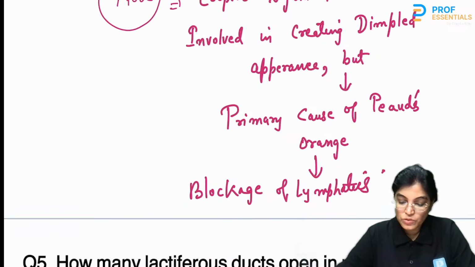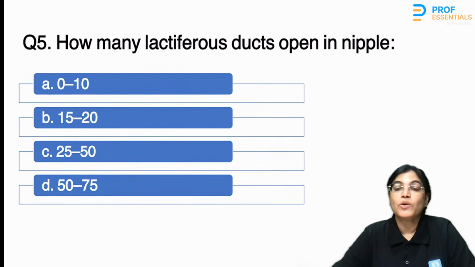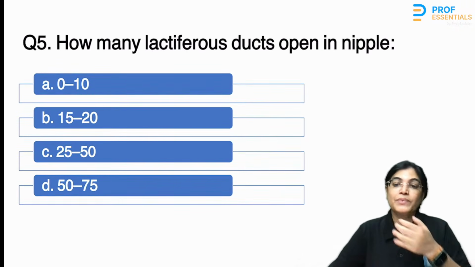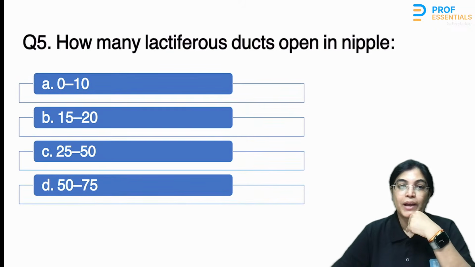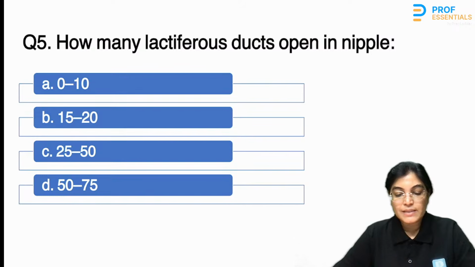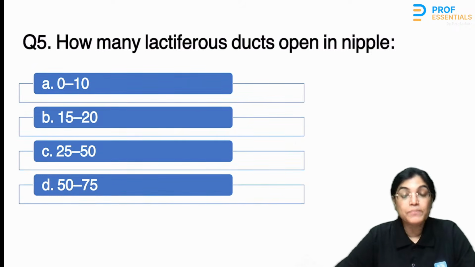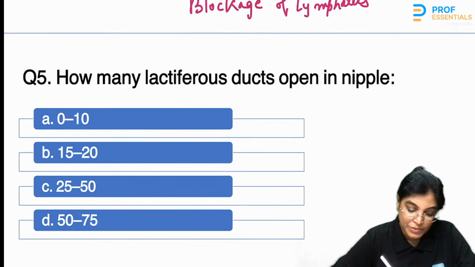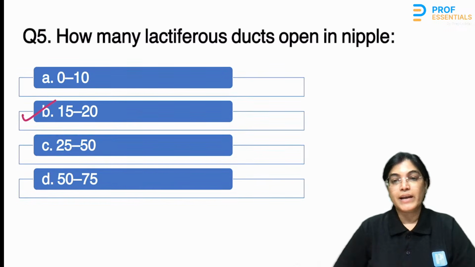Okay. Now coming to a very direct and easy MCQ. How many lactiferous ducts open in the nipple? Options are 0 to 10, 15 to 20, 25 to 50, 50 to 75. If you have to mark the most correct answer, typically for lactiferous duct openings converging at the nipple, definitely 15 to 20 is the most correct answer, and so we'll mark B as the right answer.